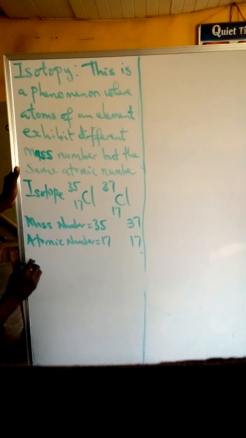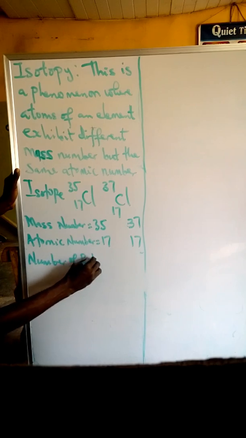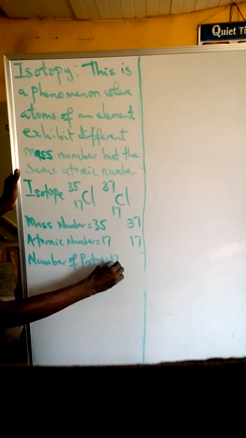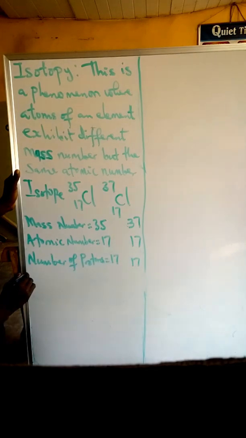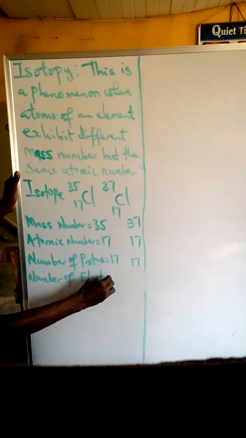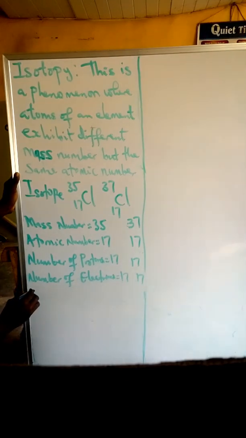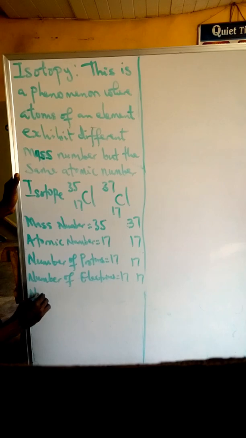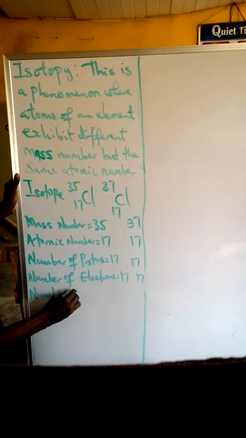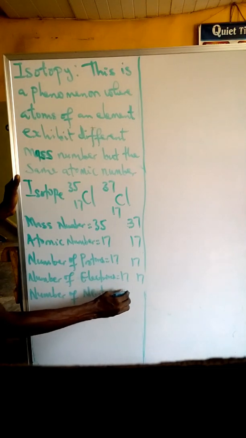Then the number of protons is 17. The number of electrons is also 17. The only thing that is different is the number of neutrons. The number of neutrons here is different.